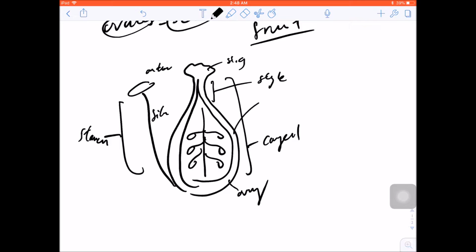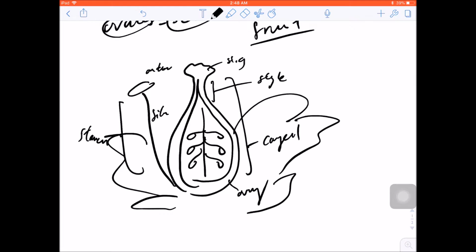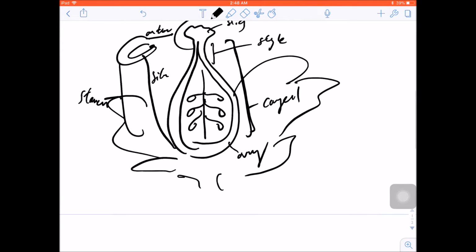Then you have your petals on the outside and sepals and whatnot. But we're going to focus on the reproductive structure, so forget about the modified leaves here. Just look at the anther and all the parts of the carpel. So let's take the anther real quick.